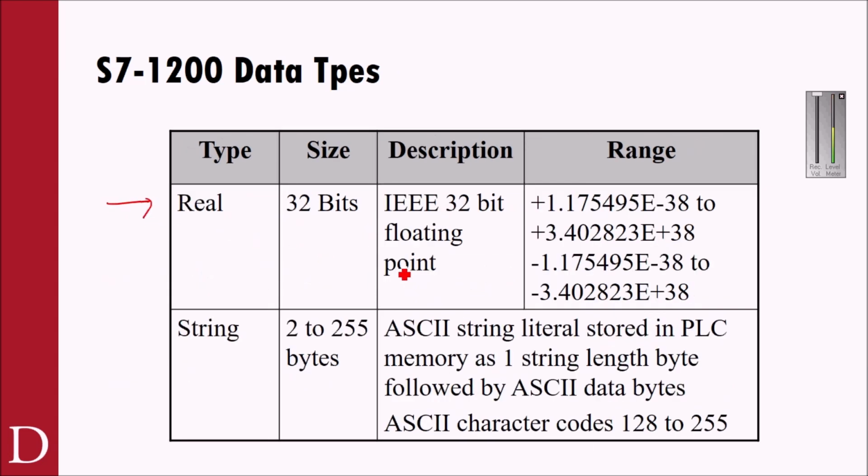You then have your real number, which is also 32-bit. This is a 32-bit floating point number. So you'll see it can get really, really small to really, really big. We're going to have negative numbers of negative 1.17 e to the negative 38 all the way up to negative 3.4 e to the positive 38. And we can have positive numbers 1.17 e to the negative 38 up to positive 3.402823 e to the positive 38. What does that mean? That means you can go from a really big negative number with a lot of decimal precision all the way up to a really big positive number with a lot of decimal precision. We're not going to worry too much about memorizing numbers like this. We just want to know that when we're dealing with a real, we are dealing with a floating point number.